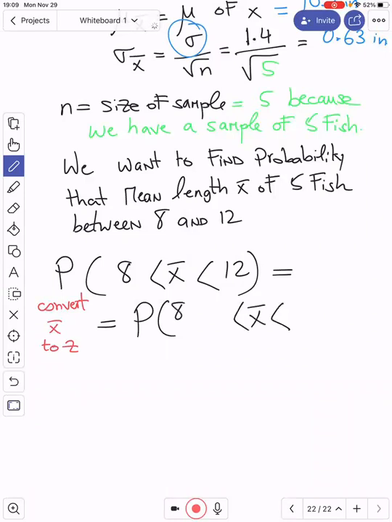So you have your x bar, and we need to convert 8 first, that's a value of x bar, to a value of z, right? So your z is equal to your variable minus the mean. x bar has the same mean as x, so it's x bar minus mu over the standard deviation of the distribution of x bar. Now, the standard deviation of x bar is not the same as the standard deviation of x. The standard deviation of x bar is actually sigma over the square root of n.